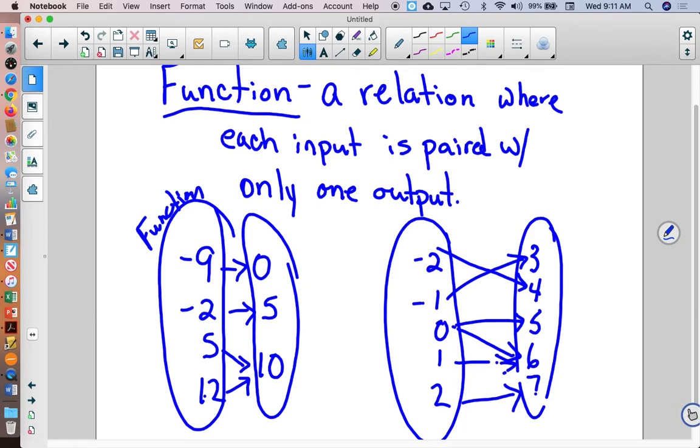Is the second one a function? If you think it is a function, give me thumbs up. If you think it is not a function, thumbs down.